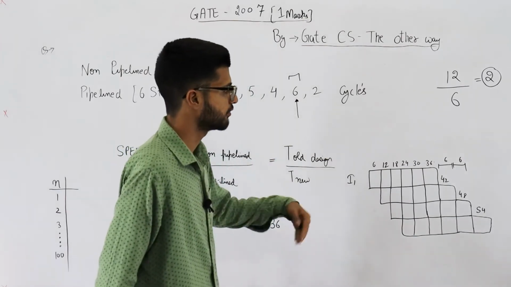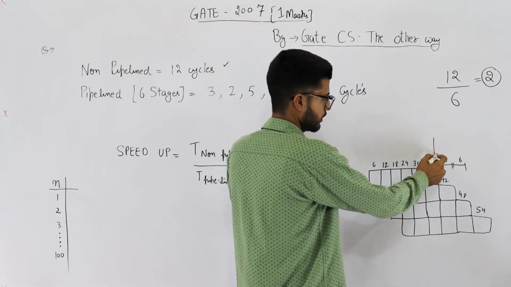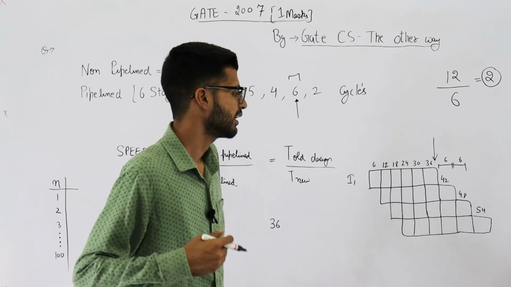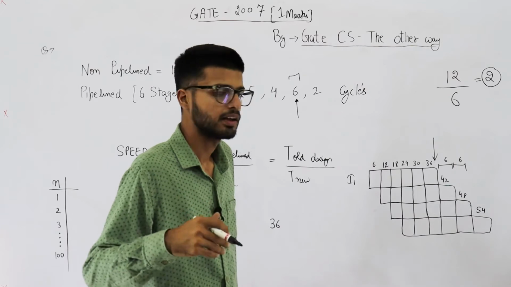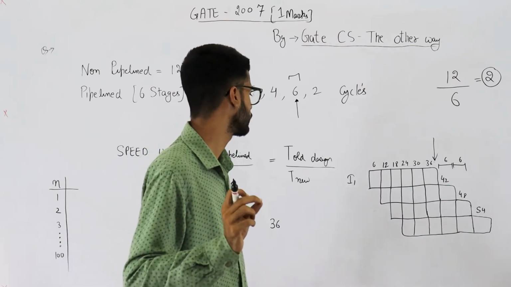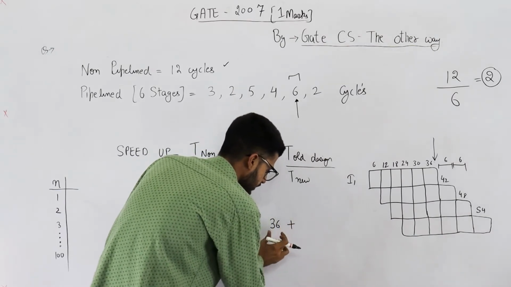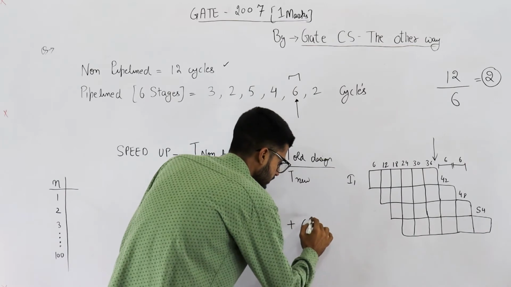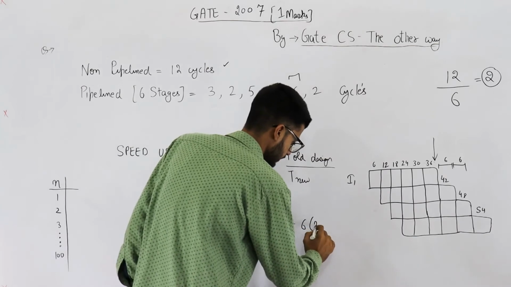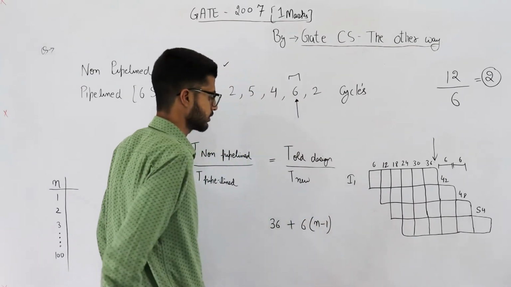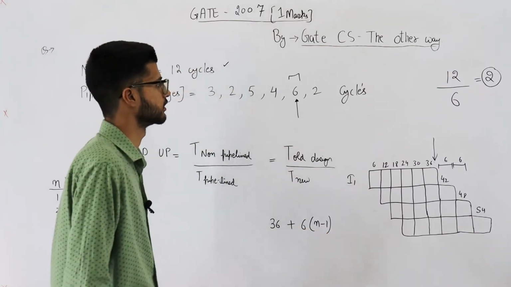Then every other instruction is going to take 6 cycles, because after this point, the pipeline has filled. In every 6 cycles, that means the time taken by one stage to complete, in that interval of time, we are going to produce the result of 1 instruction. That means after this much time, every instruction is going to take 6 cycles. And this is true for n minus 1 instructions. One instruction is 36, remaining n minus 1 take 6 cycles each.